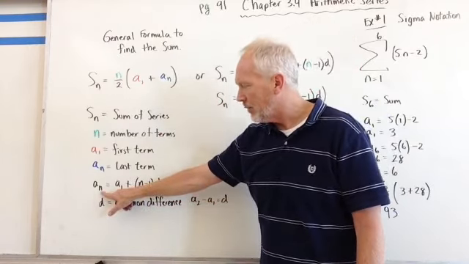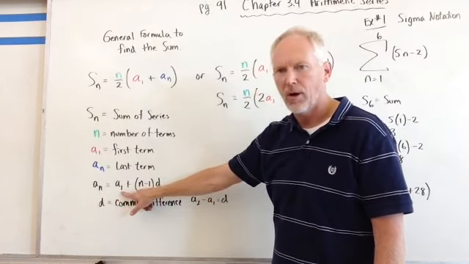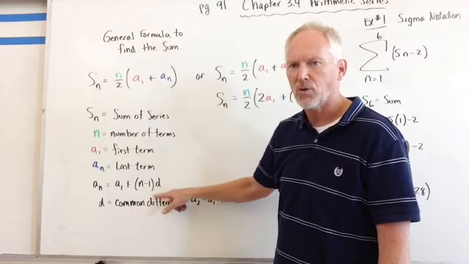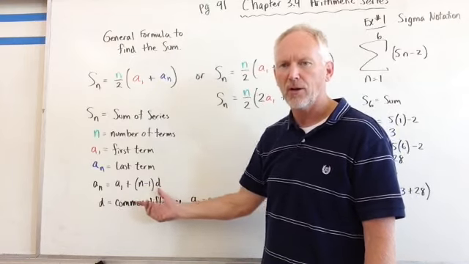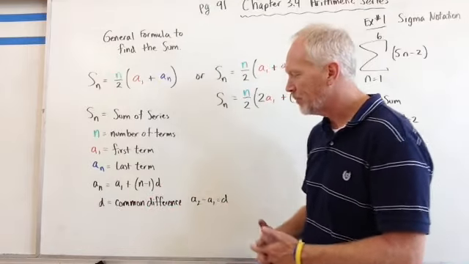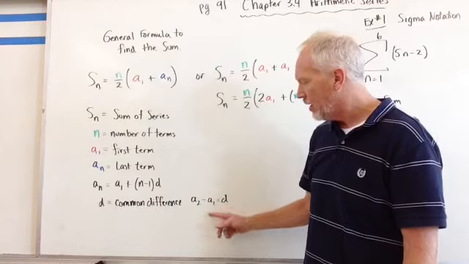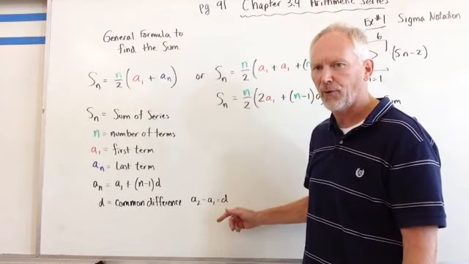But we need to know what a sub n is. A sub n is also equal to a sub 1 plus n minus 1 times d. Well, this is our term finder. This is the way we find a value within the sequence, where d is the common difference. We find d by taking the second term minus the first term.